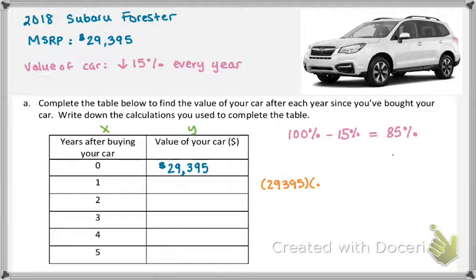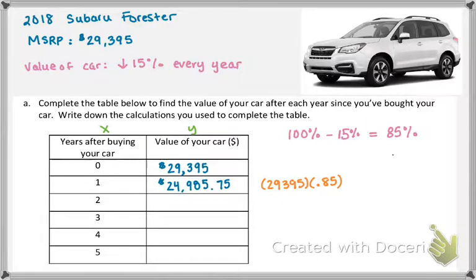And of means to multiply. When we multiply by a percent, we have to change it to decimal form. So for 85% of $29,395, I'm going to multiply that by 0.85. And that gives me, now this is for my car, and you're going to do it for your car of choice, $24,985.75.